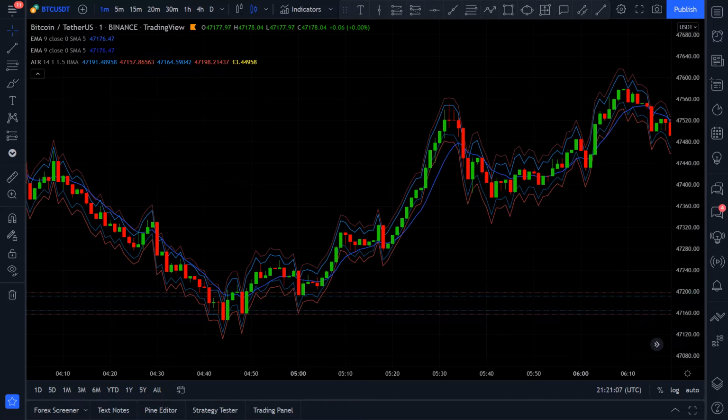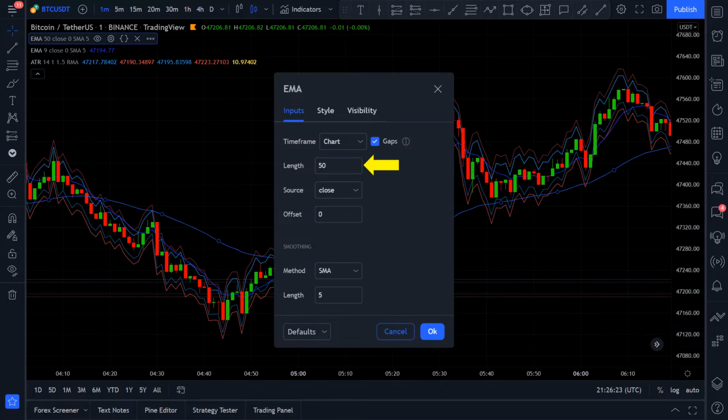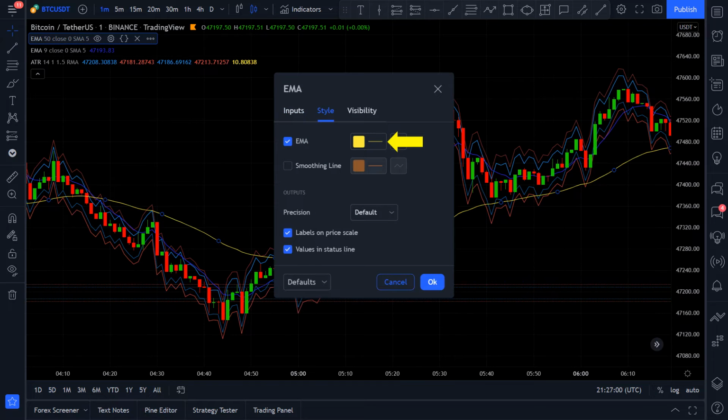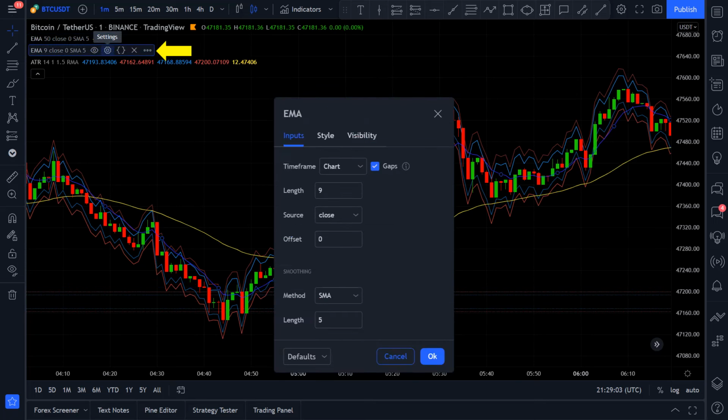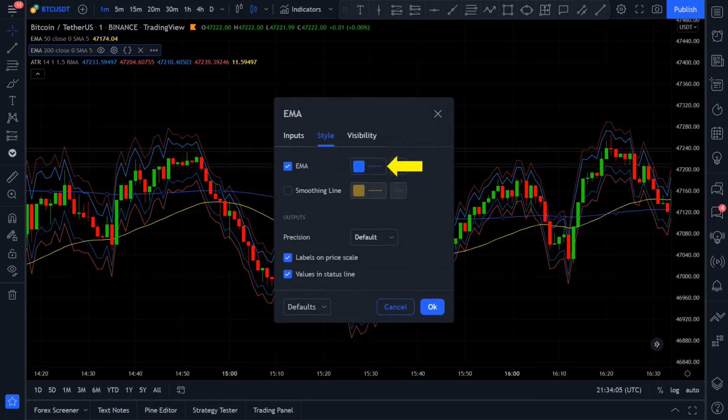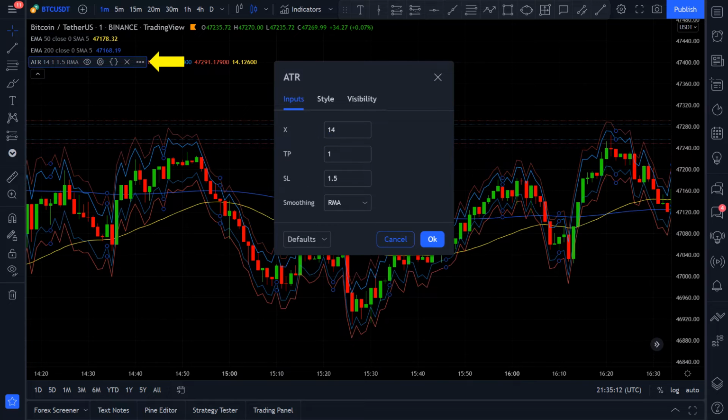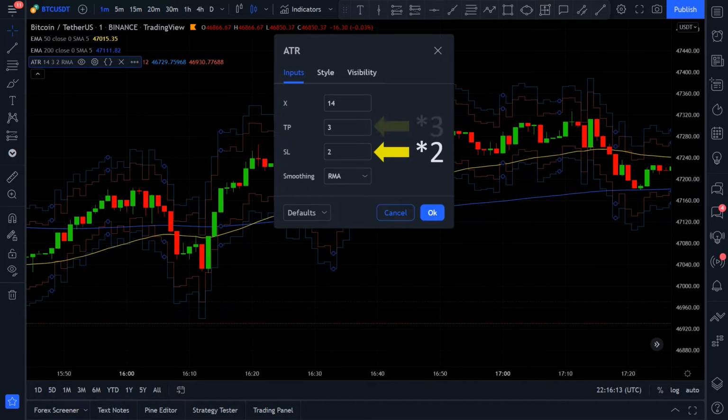Once you have all the 3 indicators on your chart, let's change some settings. First, click on the first EMA and set its length to 50 and color it yellow. Now go into the second EMA settings, set its length to 200 and color it blue. Finally, go into the NNFX ATR settings and set the TP value to 2 and the SL value to 3.